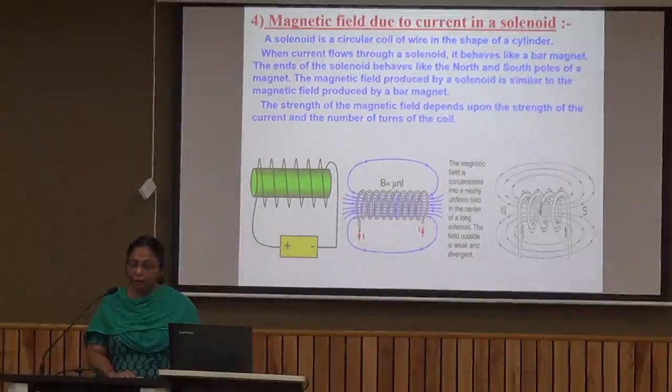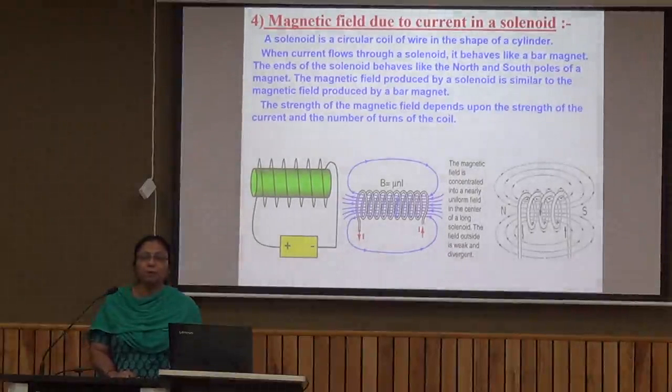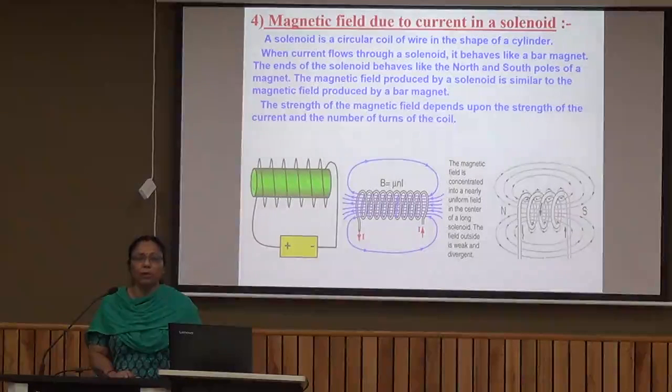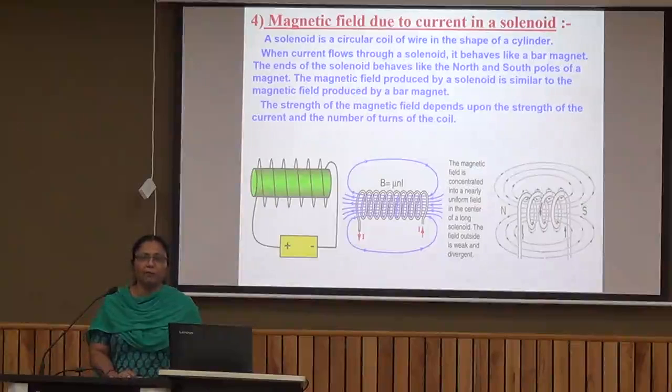The strength of the magnetic field depends upon the strength of the current and the number of coils. So what are the factors on which the magnetic field depends? The current and its direction, and also the number of turns in the coil. So this is how the second part of this chapter is over. The first part is the magnetic field and field lines, and the second part is the magnetic field around a straight current carrying conductor, a loop and a solenoid.